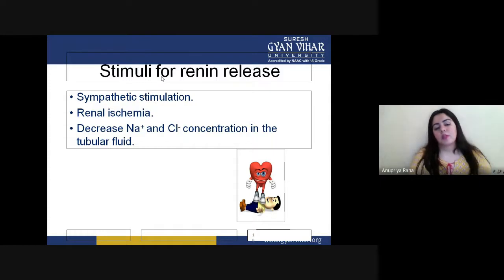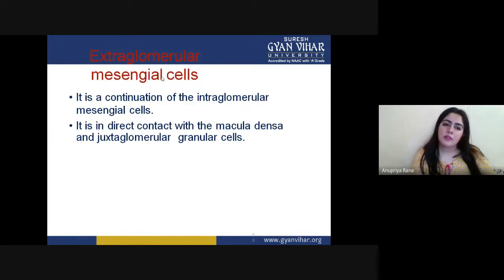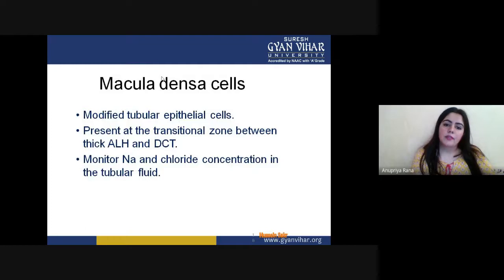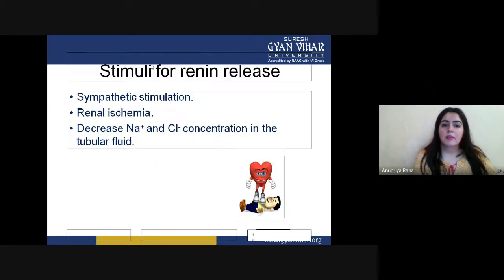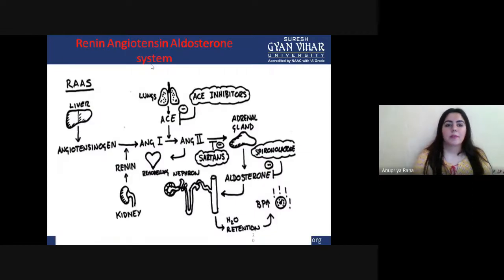In the tubular fluid, our first cells, the macula densa, monitor the concentration of sodium and chloride. If their monitoring detects any decrease in sodium and chloride, that situation becomes a stimulus for renin release. So these are the three things which can work as stimuli for renin release.